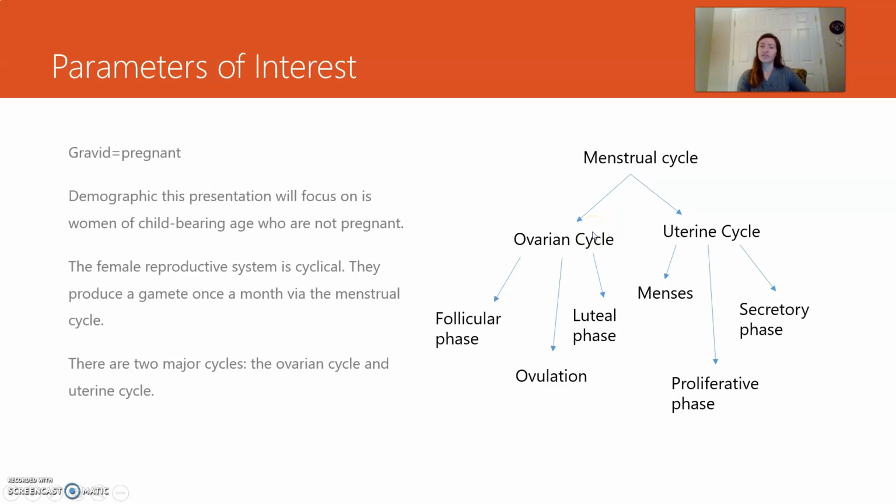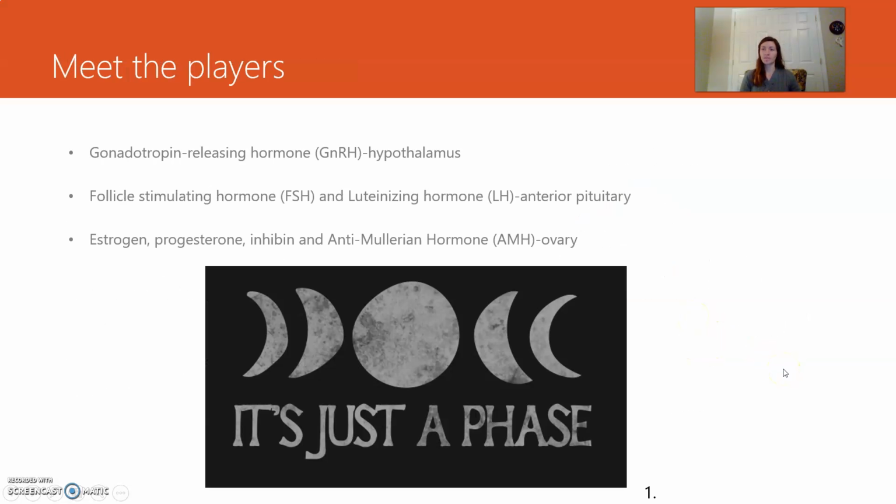Of the ovarian cycle, there are three phases: follicular phase, ovulation, and luteal phase. Of the uterine cycle, there are three phases as well that coincide with the three phases of the ovarian cycle, and they are menses, the proliferative phase, and the secretory phase. So the cycles are the game, and so now we need to meet our players.